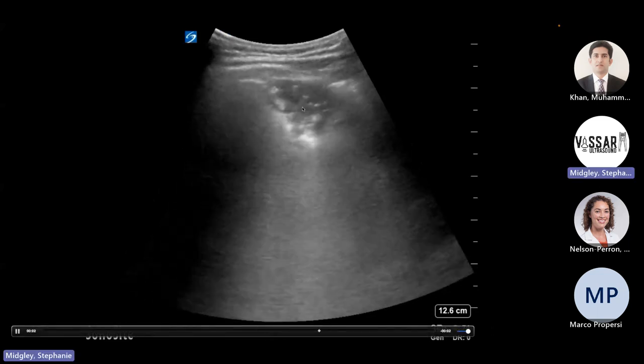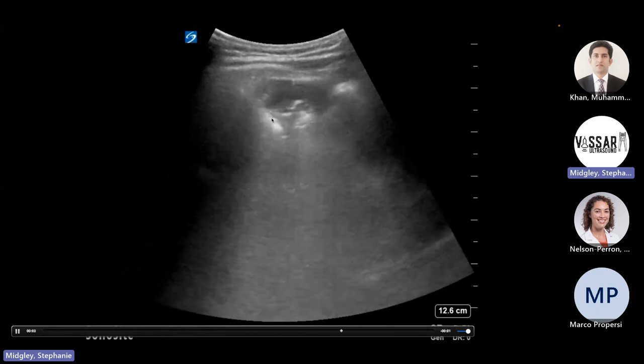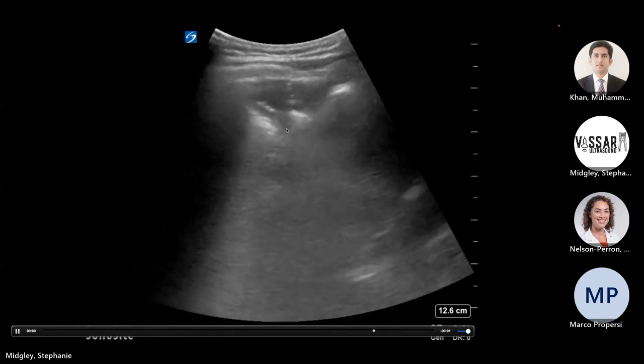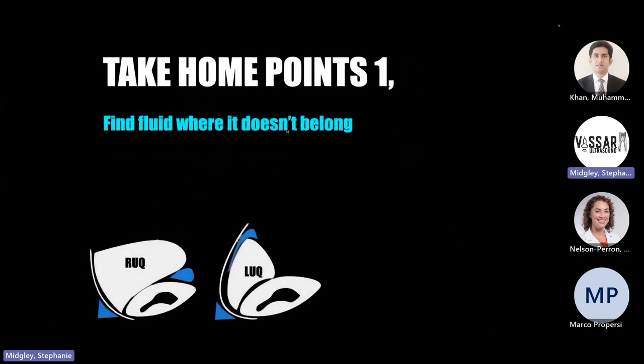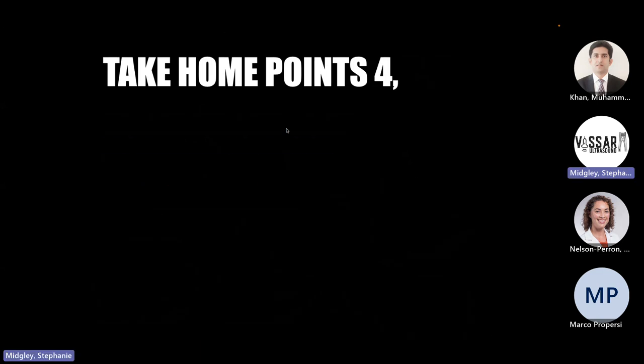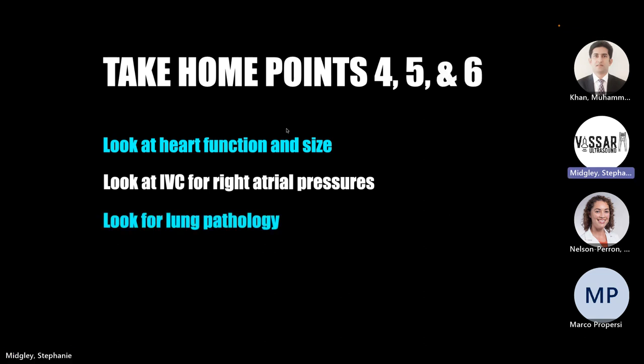This is also pneumonia. So again, you can see, we call this the shred sign where you're getting sort of consolidation. This is a more severe pneumonia. Cool. So fluids, pathology, renal, bladder, looking at the heart, function, size, looking at IVC, and then looking at the lung.